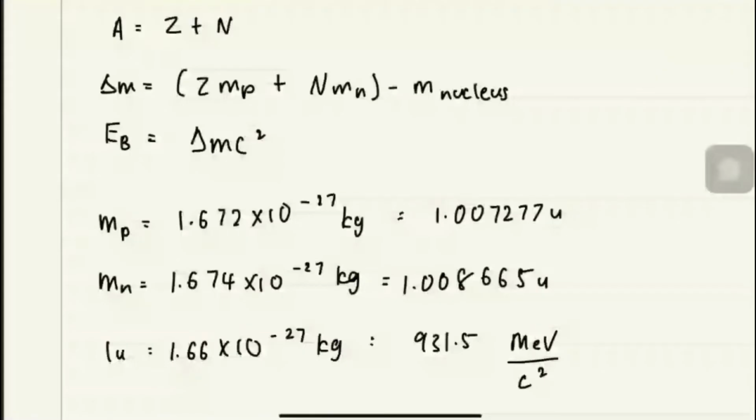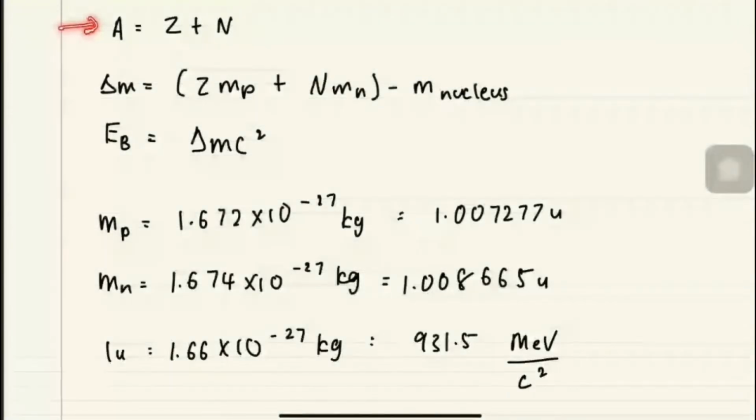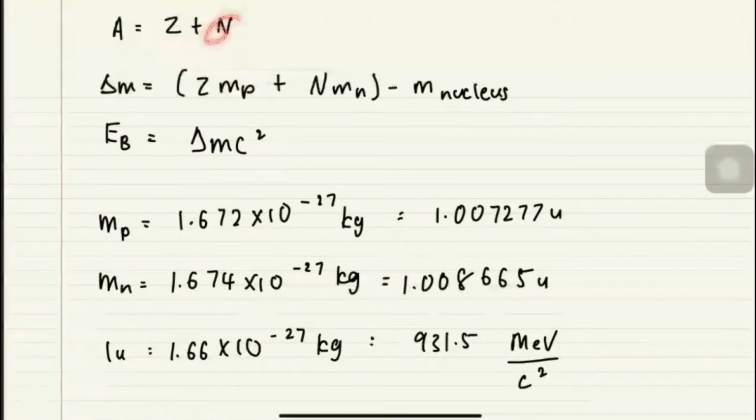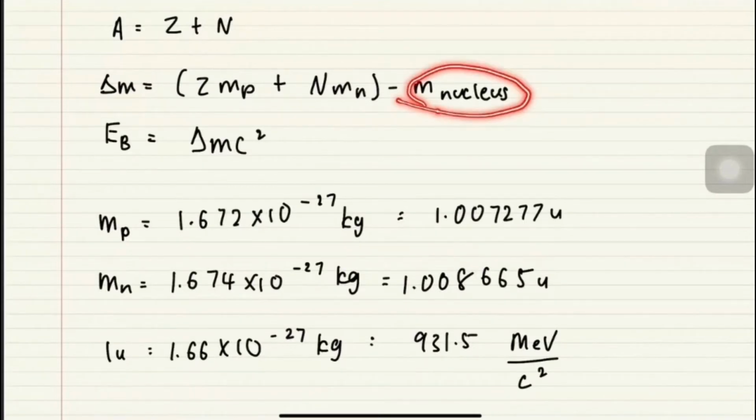So again, the first formula that is given inside the formula sheet is this one: A is equal to Z plus N. A is the nucleon number, Z is the proton number, N is the neutron number. So basically if you want to find N, you just have to do A minus Z. And then the mass defect formula, delta M. Normally, when you calculate, you use the unit following the mass of the nucleus. If given in U, we do everything in U. If given in kilogram, everything is in kilogram.